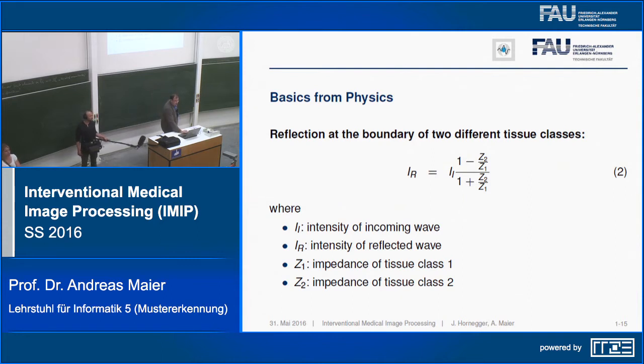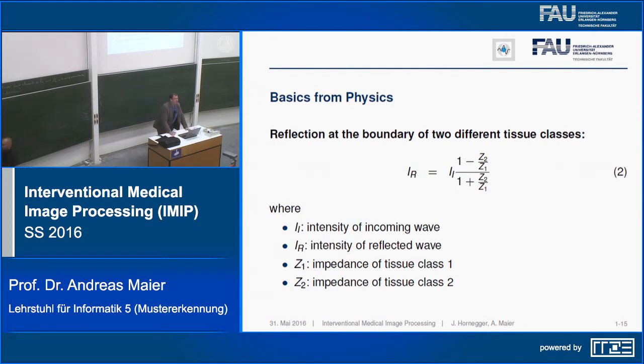And you can see now, if you have Z2 and Z1, if they're in the same ballpark, if they have the same number, then the ratio will equal 1. So this will cancel out, so we will get 0 up here. And you will get a factor of about 2 here. So if you have two values that are in the same ballpark, this will cancel out, and the reflected amount of intensity will be approximately 0.